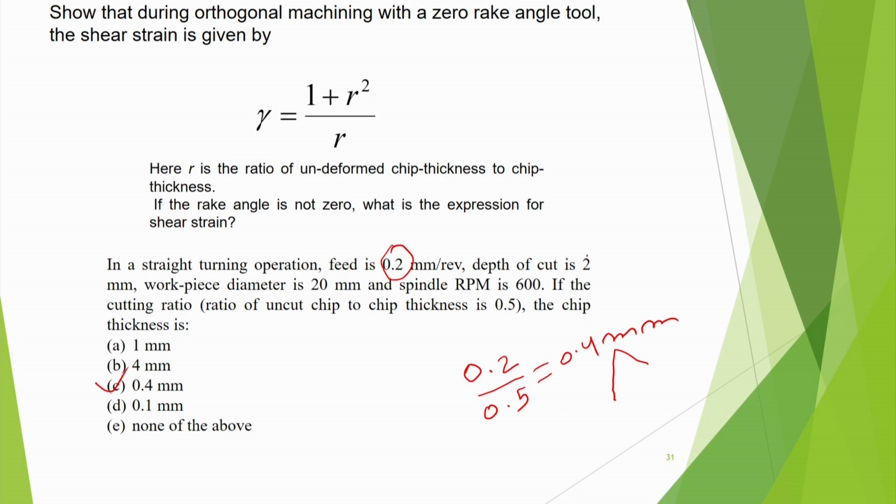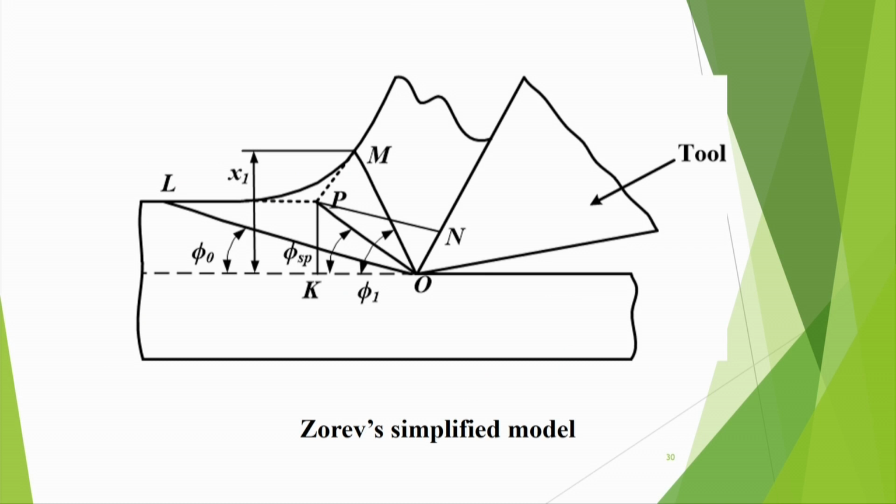Do not confuse it with the depth of cut. Depth of cut will give the width of the chip. Here, depth of cut will give the width of the chip.